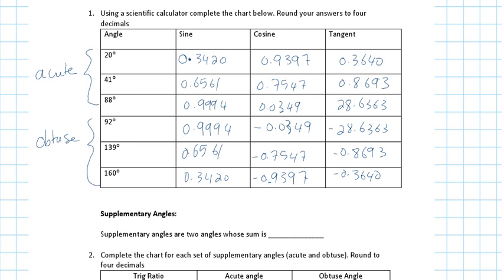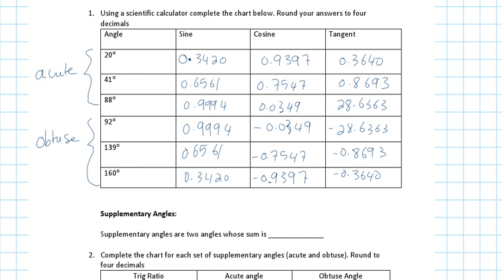Let's see. Which two angles are giving you the same sine, cosine, and tan? Okay, so we're looking at 88 and 92, right? If I look at sine 88 and sine 92, it's exactly the same. If I look at cos 88 and cos 92, they're the same but negative. The one that's obtuse is negative. And then if you look at tan 88 and tan 92, they are the same value, but the 92 is negative. Why do you think that is?